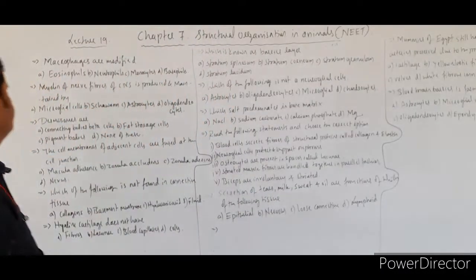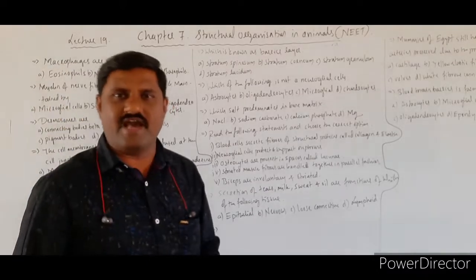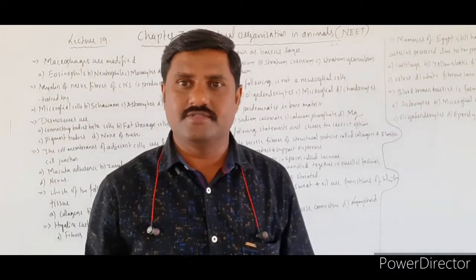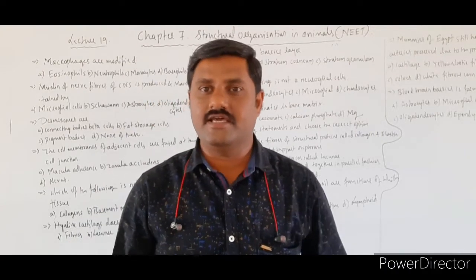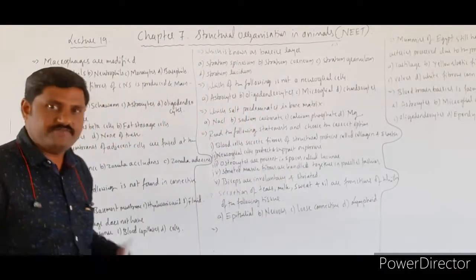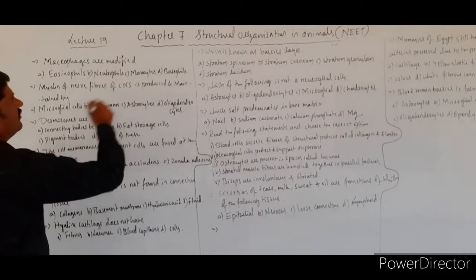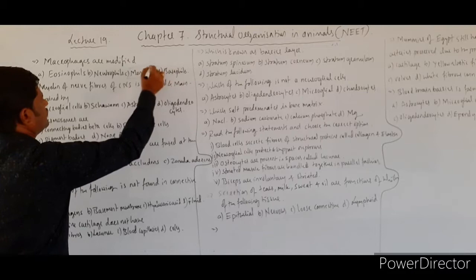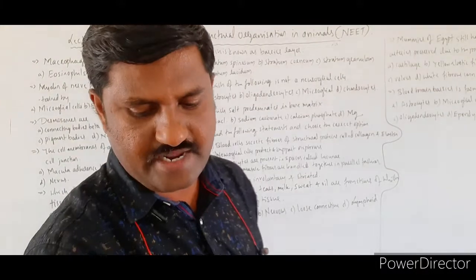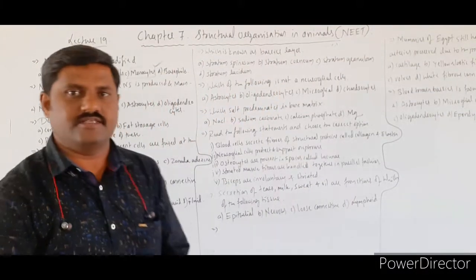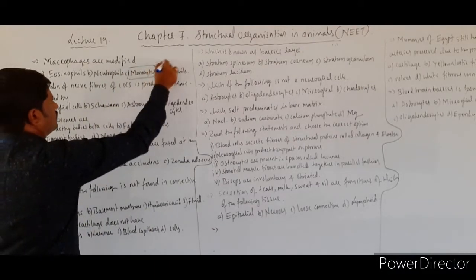Next question is, macrophages are modified... So what are these macrophages? Already I have told you, these are the specialized cells whose body is made up of a single cell and irregular shaped cell, and they are phagocytic in nature. They are modified cells of the monocytes, right? So monocytes are nothing but macrophages, right? So that is why the answer is monocytes.